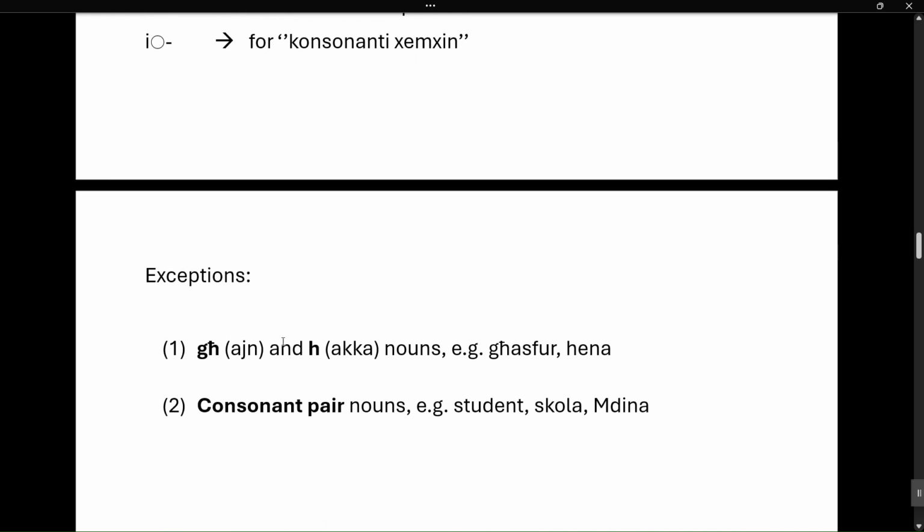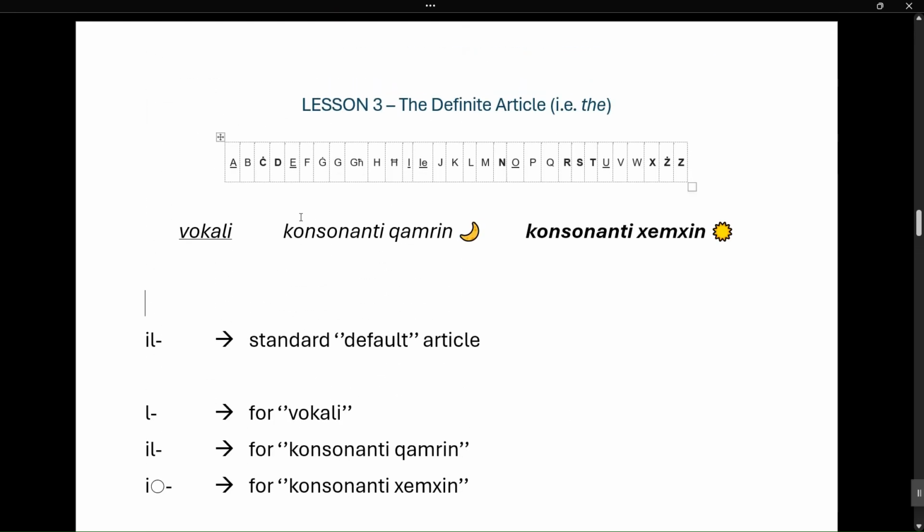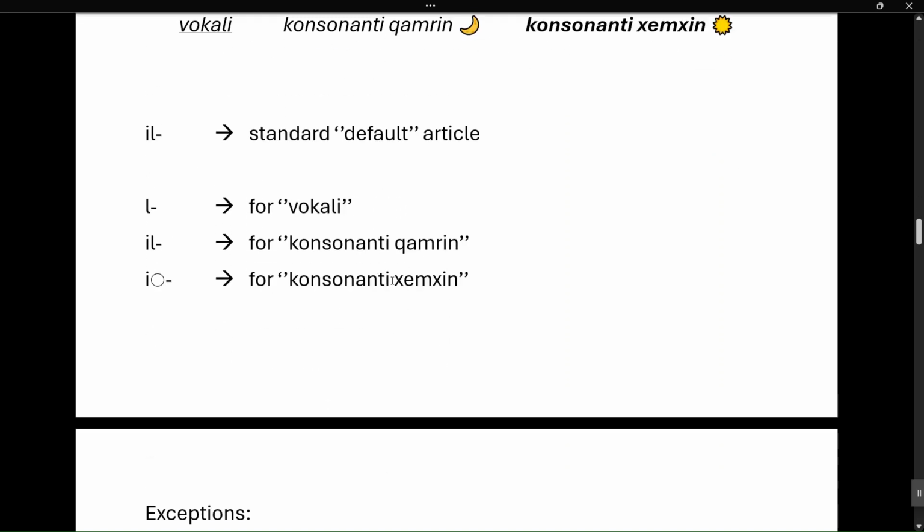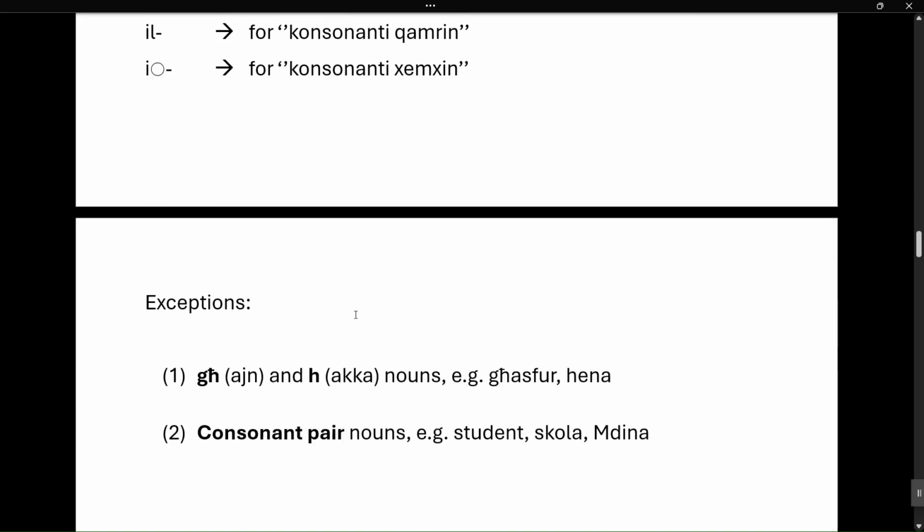Let's talk about them. First are the ein and the akka. Now, the ein and the akka, according to this grouping, they are moon consonants. But, as far as the article is concerned, when we look at some words, for example, għasfur and hena, we said this in lesson 1. The ein and the akka, they are silent.